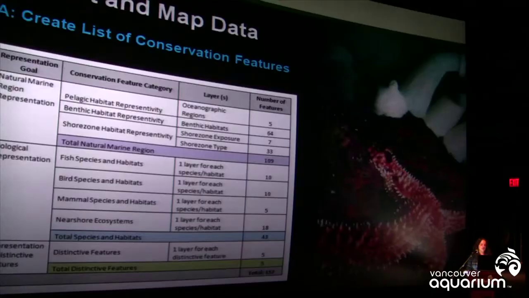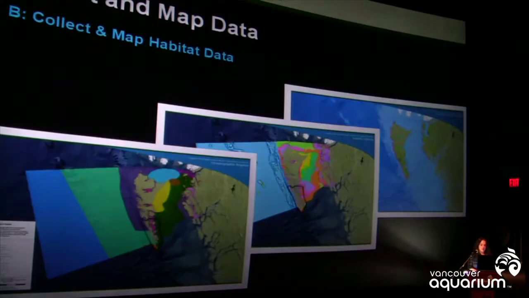One of our first steps is to create a list of features that are important to represent a broad range of features and values within Gwaii Haanas. This is an example of what we've used in the Queen Charlottes. In terms of large-scale natural marine region features, we're looking at about 109 different features ranging in the pelagic habitat, benthic habitat, and shore zone habitat. For biology, we have 43 different species and habitats ranging in fish, birds, mammals, and nearshore ecosystems. And in terms of distinctive features, we have 5 different distinctive features that have been identified. So I'm going to walk you through some of those maps.